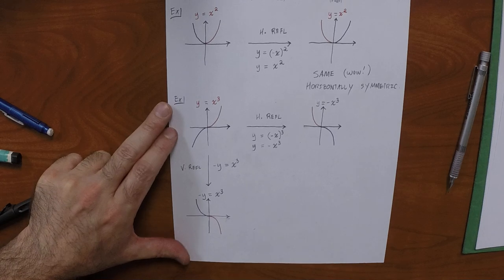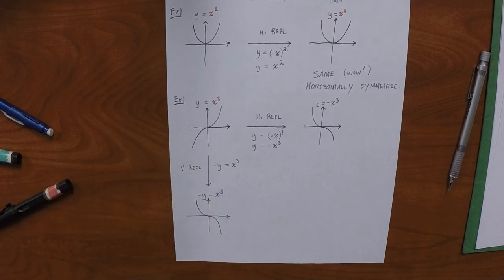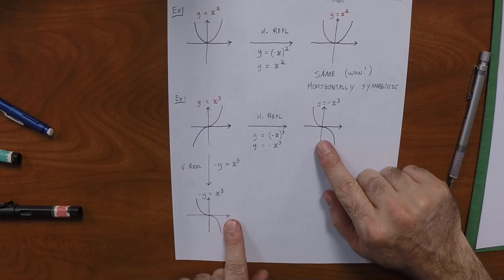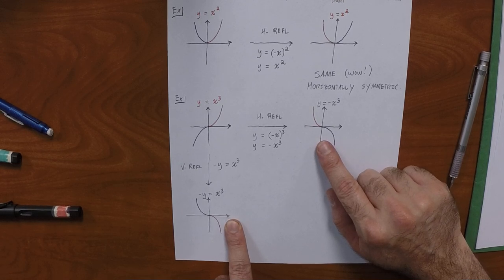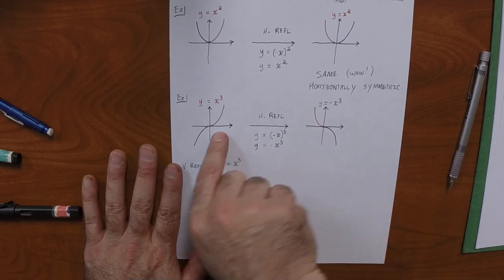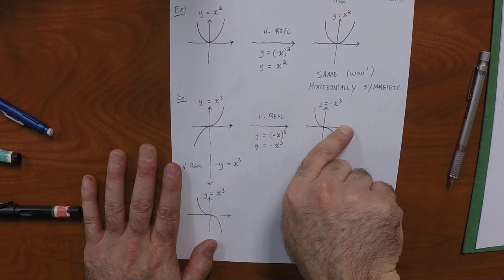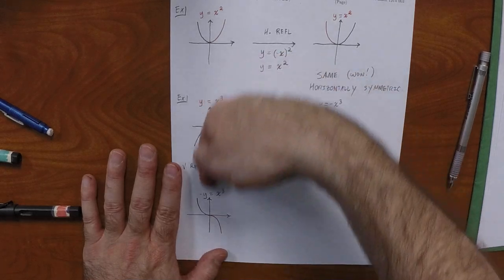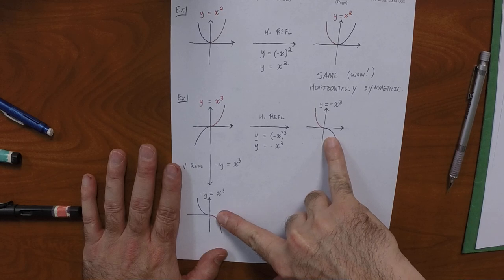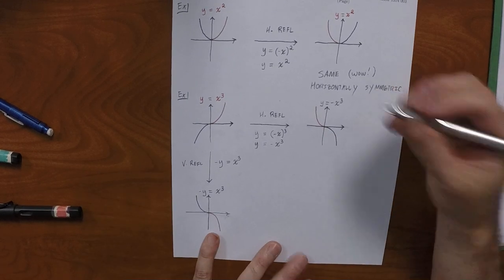Now, what I'd like for you to observe presently is these two. Now, if you were colorblind, if you could not distinguish between red and blue, notice that these are the same. So this function has the interesting property that performing a horizontal reflection is the same as performing a vertical reflection, supposing you're colorblind.